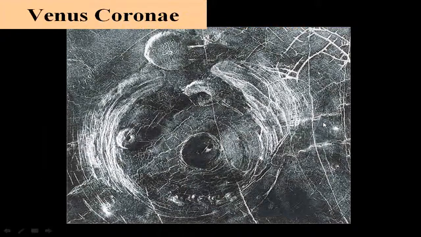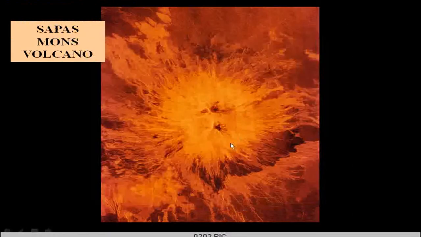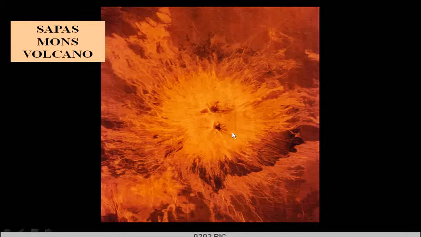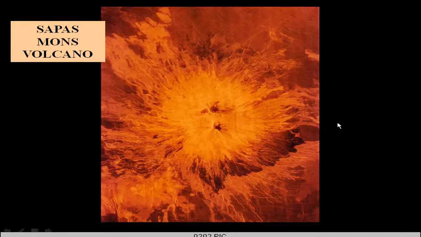We call this effect or this kind of image a coronae on the surface of Venus. In fact, this one actually is probably not an impact, but it's probably just a lava flow that instead of exploding, imploded and left a corona type depression in the middle of this lava flow. Venus has many volcanoes, and here's one of the larger ones, Sapas Mons.